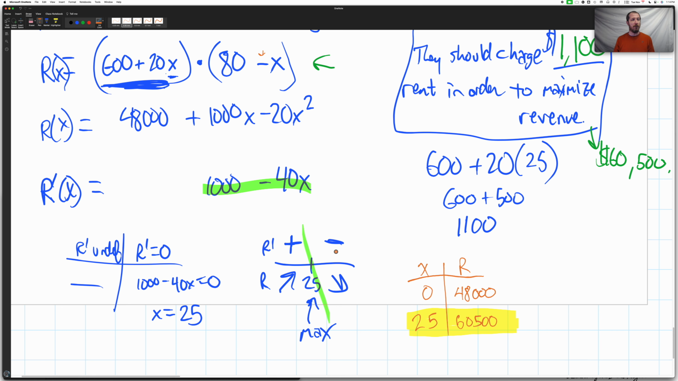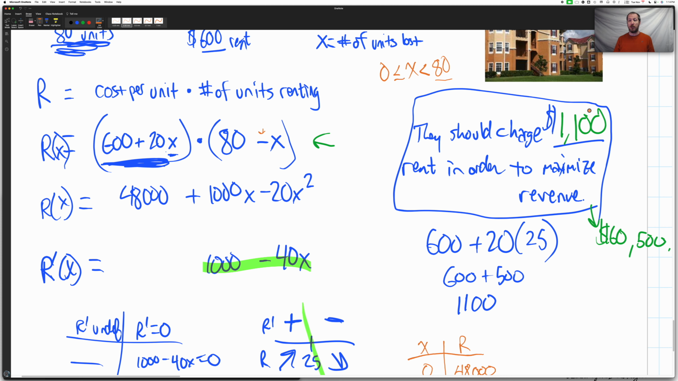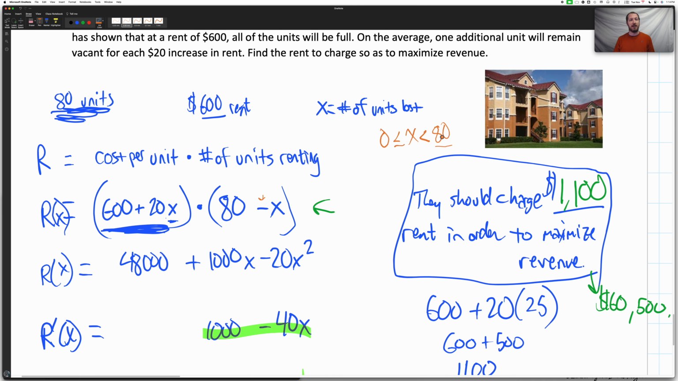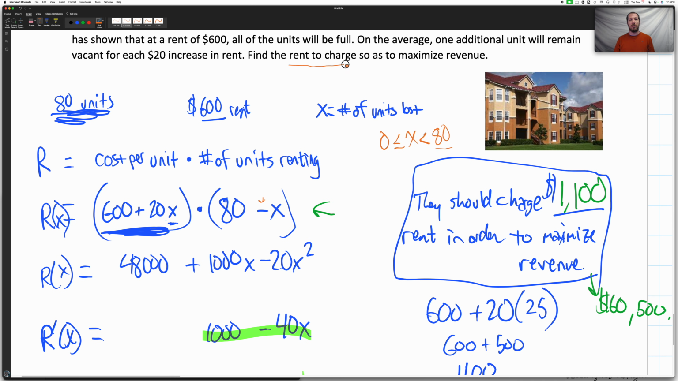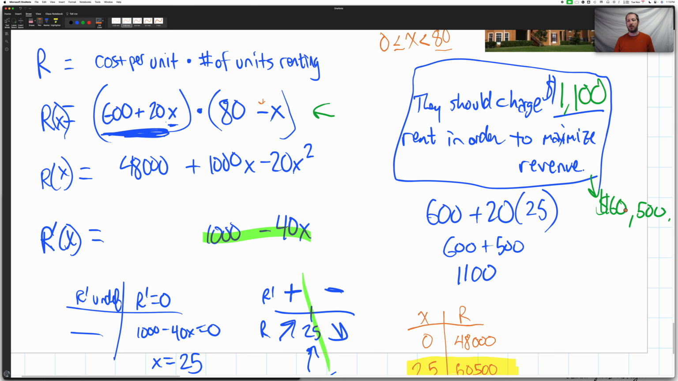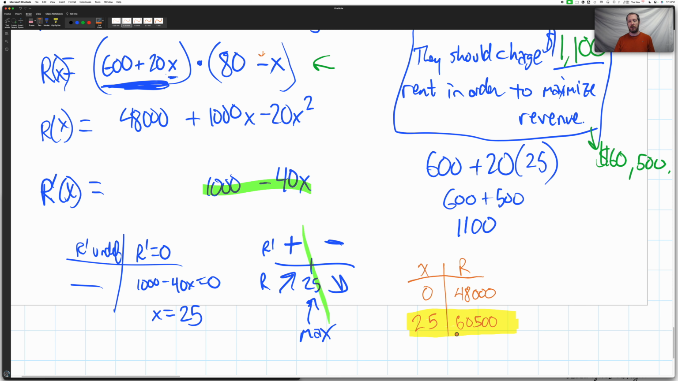Okay, so if we wanted to know what that value was, which we do, because that's what they ask for. They say, find the rent to charge so as to maximize revenue. So they're looking for the rent to charge. We increased it by 25 times. So we just want to multiply 20 times 25 and add that to 600. All right, we should get 1,100. That's how much we should charge rent in order to maximize our revenue to $60,500.